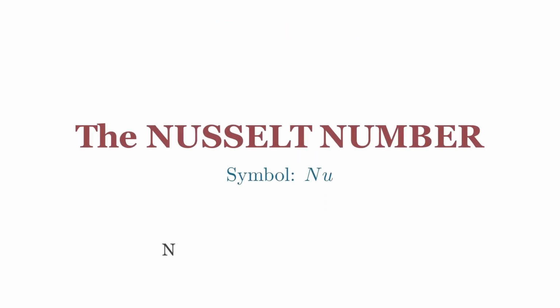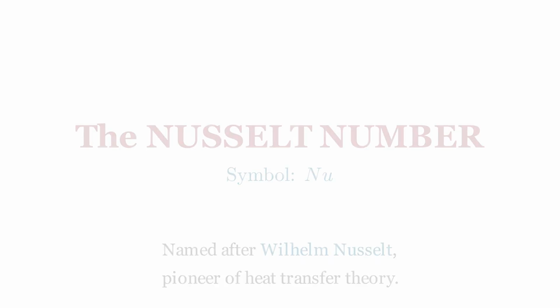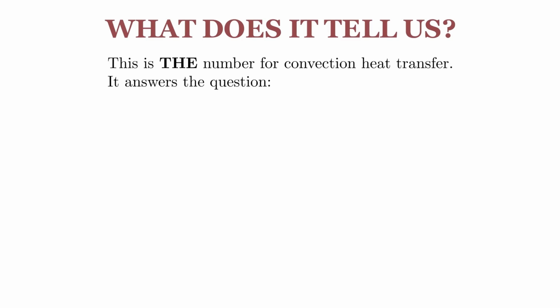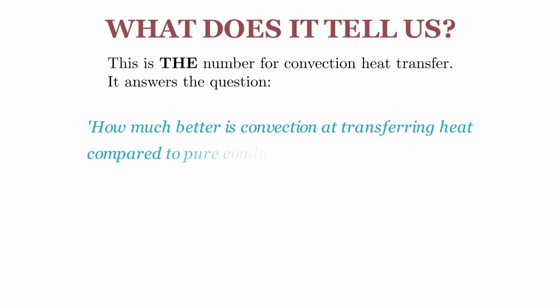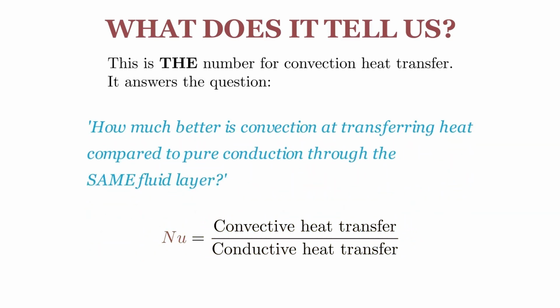Now for something powerful, the Nusselt number, symbol Nu, named after Wilhelm Nusselt, pioneer of heat transfer theory. What does it tell us? This is the number for convection heat transfer. It answers the question, how much better is convection at transferring heat compared to pure conduction through the same fluid layer? Nu equals the convective heat transfer divided by the conductive heat transfer.